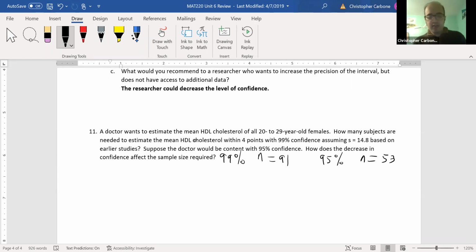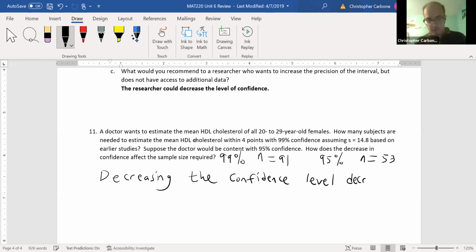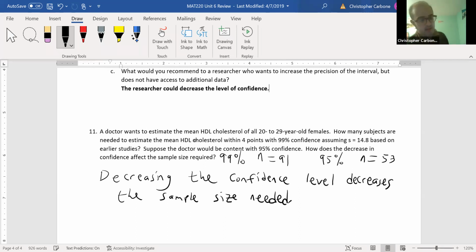So how does this decrease in confidence affect the sample size required? Well, we could see what happened, but decreasing the confidence level decreases the sample size needed. As we saw with the calculation.